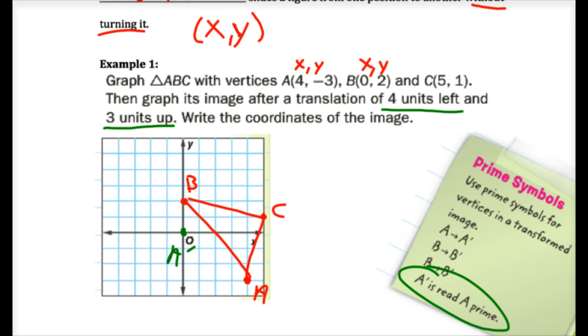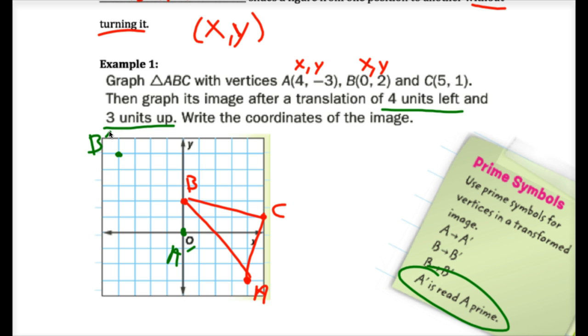It's A prime. Now, do the same thing for B and C. Go 4 left and 3 up. I'm going to do B next, organized way. 1, 2, 3, 4. 1, 2, 3. Guess what the second point is called? B prime. Everybody say it. B prime. You got to label it B prime. Just put a little hash mark on it.